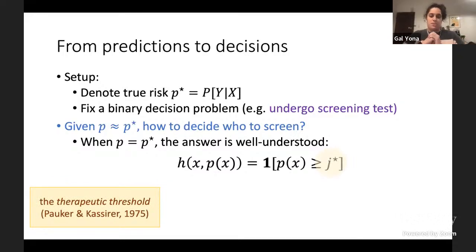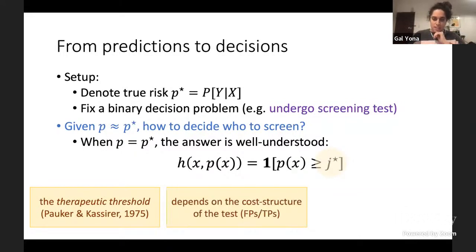First of all, I'll sometimes refer to it as the therapeutic threshold. This was coined in early work from 1975. The second thing is, as we'll see later, this J star depends on the cost structure of the binary decision problem, in this case, this screening test. Think of the relative costs of false positives as opposed to true positives, for example. If you think about thresholding at 0.9, essentially this conveys some sort of information, specifically that false positives are quite costly for you. So you want to be conservative.